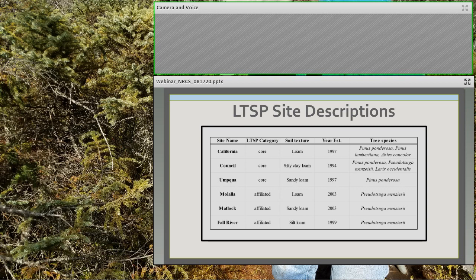Despite Fall River not being the oldest site, it is the only site that we sampled which had reached canopy closure stage. This might be an indication of the productive capacity of this site being higher relative to the other locations.